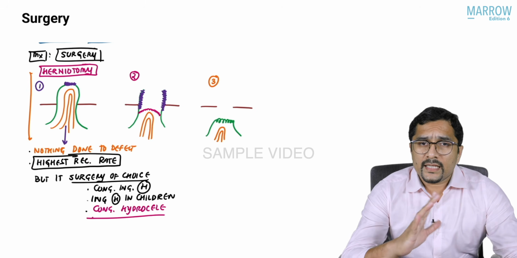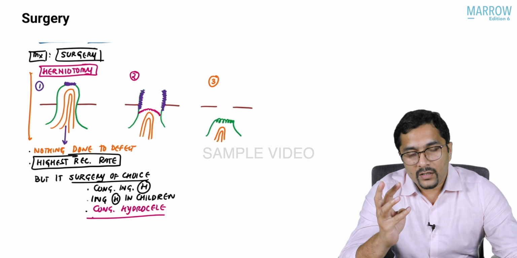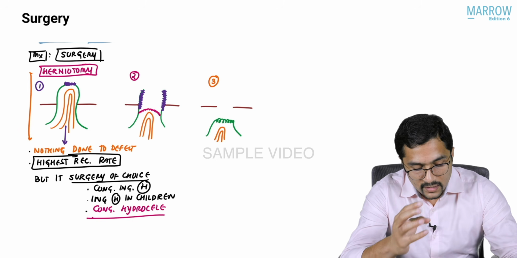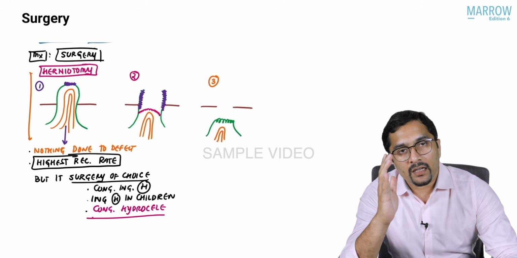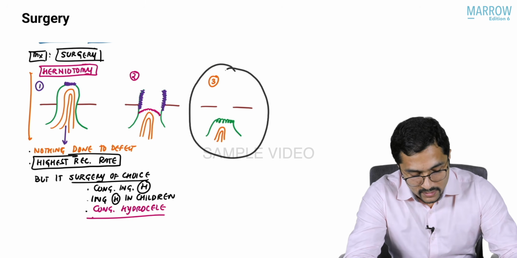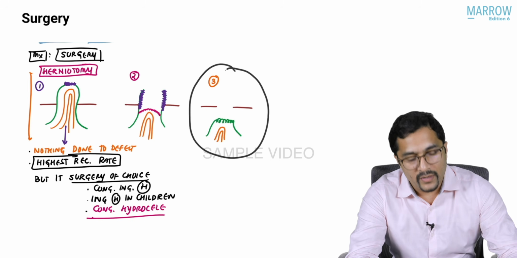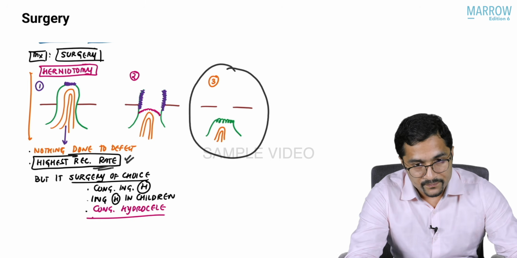For all hernias in general, there are 3 types of surgeries. You have herniotomy, herniorrhaphy and hernioplasty. Herniotomy is the basic surgery where we are going to open up the sac. We are going to reduce the contents, as you can see, and we close the sac. In herniotomy, we don't do anything to the defect, which is why there is the highest recurrence rate in herniotomy.